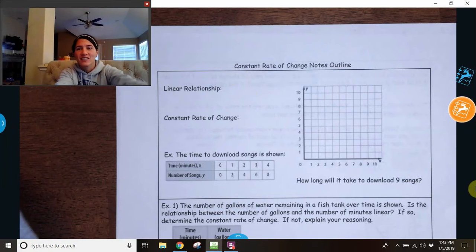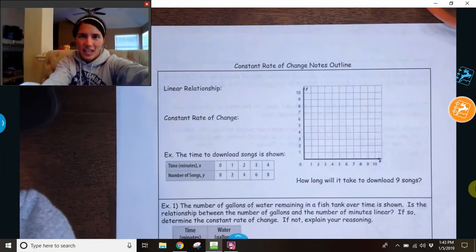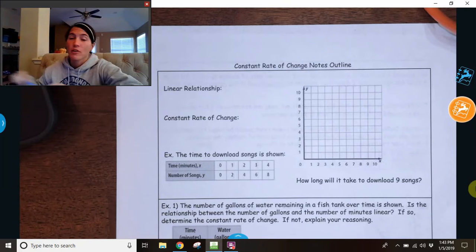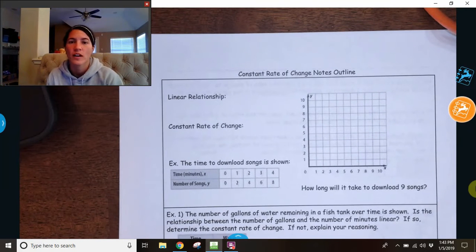All right, today's lesson is called Constant Rate of Change. And you have your note outline, and we are starting a new chapter. So, constant rate of change, let's get some vocabulary first.